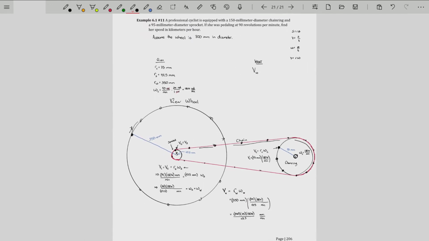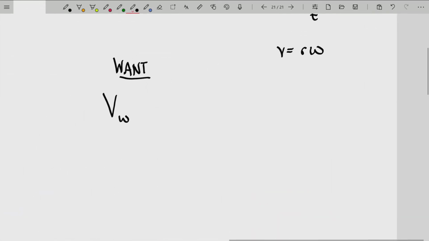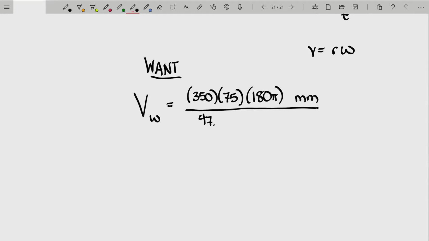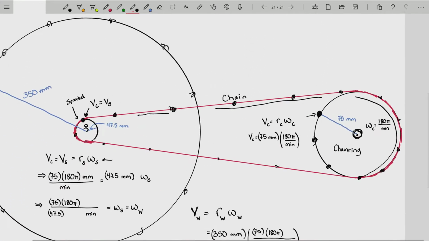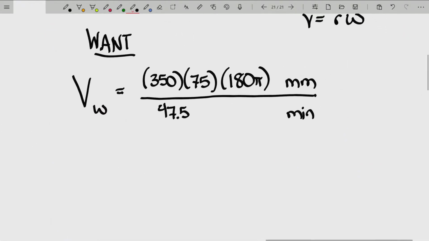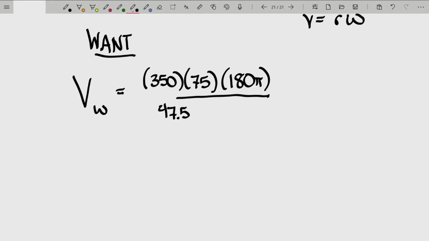So let me copy this answer up above. We had 350, 75, and 180 pi millimeters, and that's minutes in the denominator. Although the 47.5 didn't come from minutes, it came from something else, but that's okay. The units are still millimeters per minute. If you don't like those units being listed like that right there, you can always write them off to the side as millimeters per minute. And now we have to change into kilometers per hour.